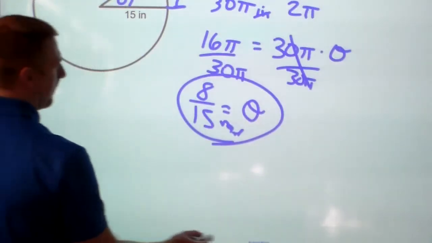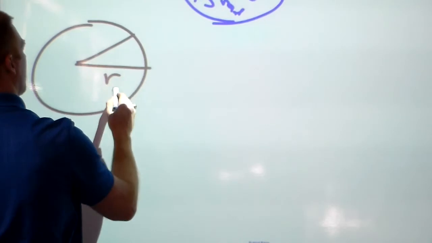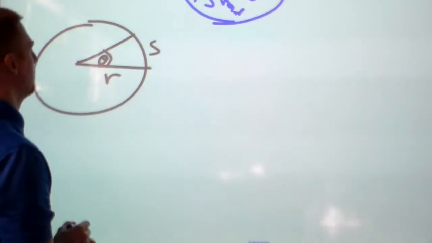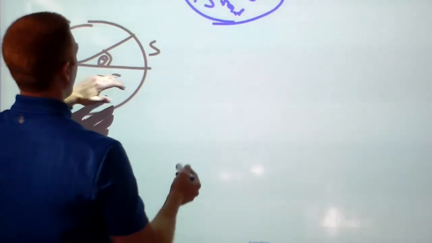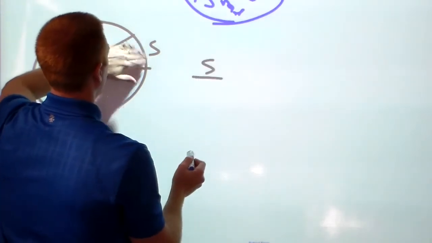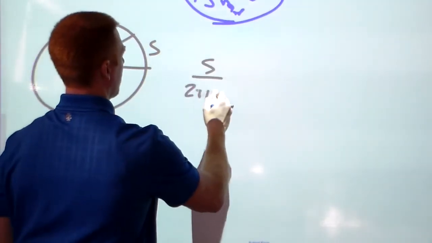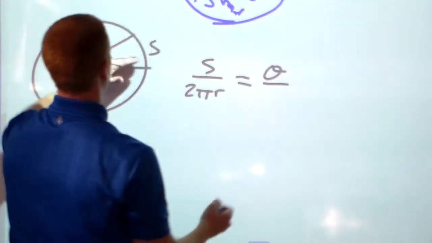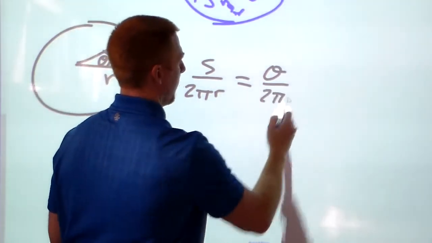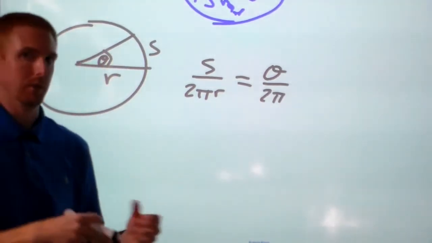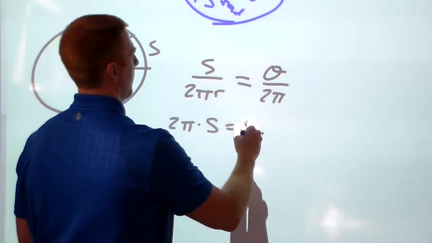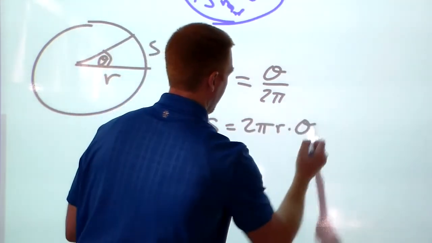Let's do the same thing, but this time let's do it with symbols only. So I've got r, I've got an arc length, which we're calling s here, and then I've got theta as my angle. So we'll set up the same proportions. What I do know is that s, this arc length, is out of the full circumference, so 2 pi r, is that circumference formula. And I know that this angle right here is out of the full 2 pi radians. So I'm just doing everything I did with actual numbers, I'm just using symbols this time. So 2 pi times s for arc length is equal to 2 pi times r times theta.